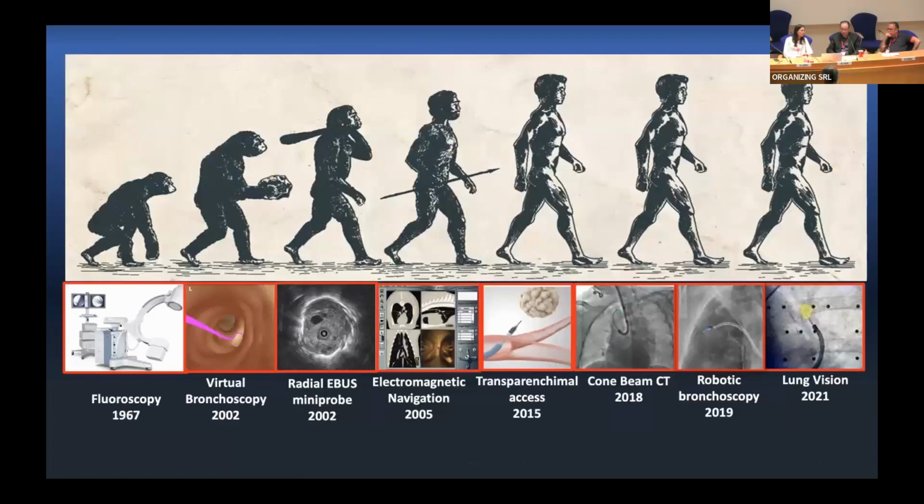This is the reason why in the last decades, a lot of guidance systems have been developed to improve the sensitivity and the diagnostic yield of the transbronchial approach to peripheral pulmonary lesions. Virtual bronchoscopy, radial EBUS mini probe that can be pushed in the periphery of the airway and can distinguish by ultrasound the nodule from the lung parenchyma, electromagnetic navigation system, and also, in the transbronchial approach, cone-beam CT in the last years has been used.